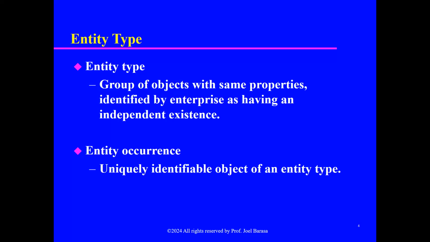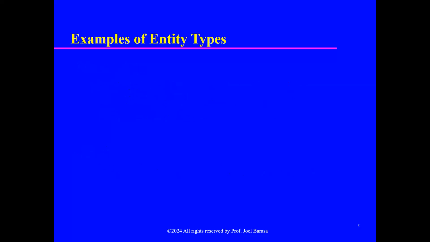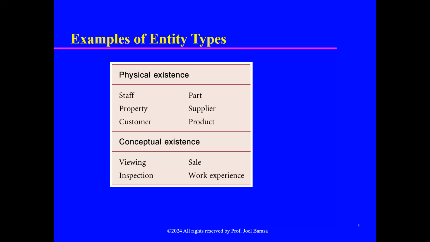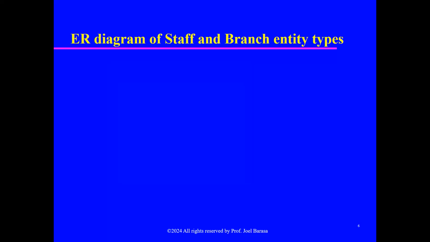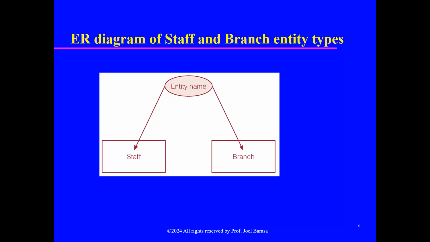So an entity occurrence is the unique identification of an object of an entity type. So what are examples of entity types? Physical existence, you talk about staff, property, customer, and so on. Conceptual existence are viewing, sale, work, experience, and inspection. So what are ER diagrams? For instance, here we have entity names, which are staff and branch. So a staff and a branch are both entity names.